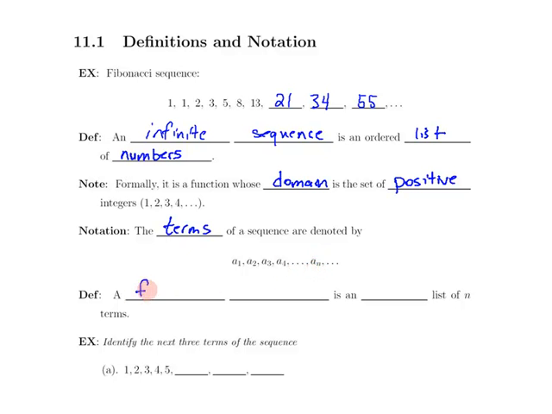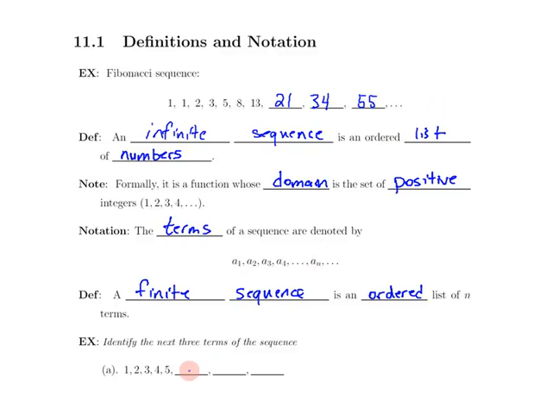Now a finite sequence would be a list of numbers that has some total number of elements in it. Okay, meaning that it stops somewhere. It doesn't do this, meaning the dot dot dot at the end isn't there. It doesn't say go on forever repeating the same pattern.